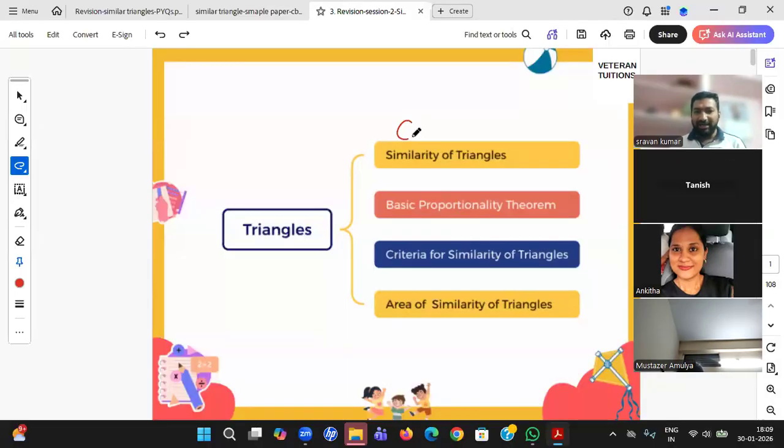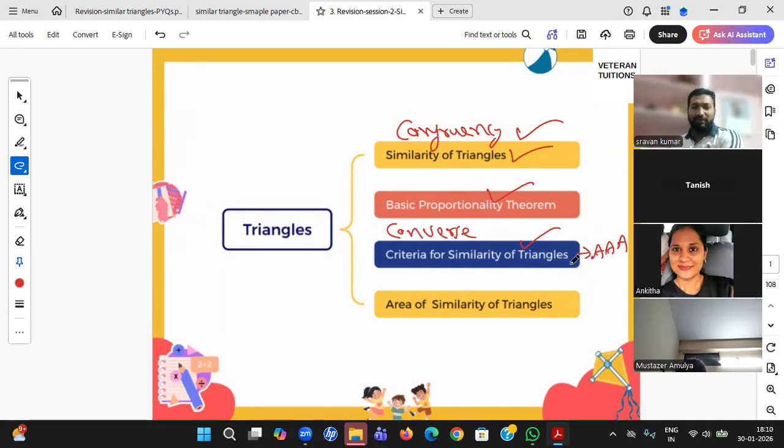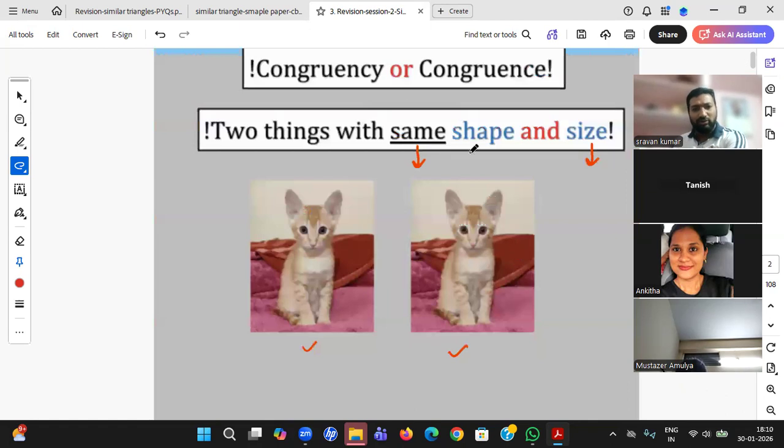Let me give a quick recap, students. I started with congruency first. I finished similarity of triangles, the basics. Then we finished BPT, and converse of BPT also. Then we started criteria for similarity of triangles. I think we have completed the first criteria. Let us do the other criteria with one question and move to the completion of revision.